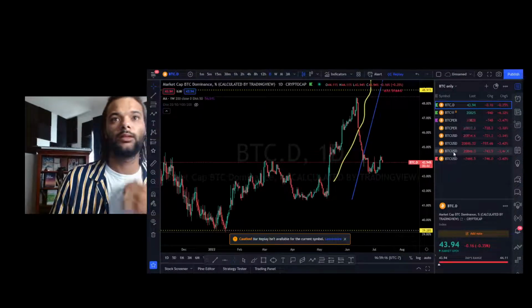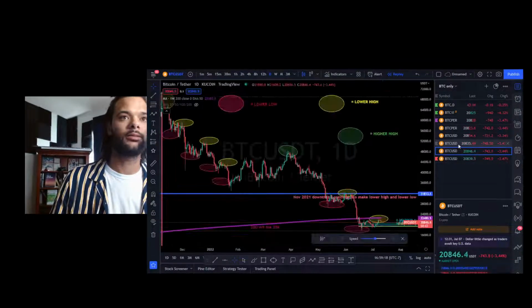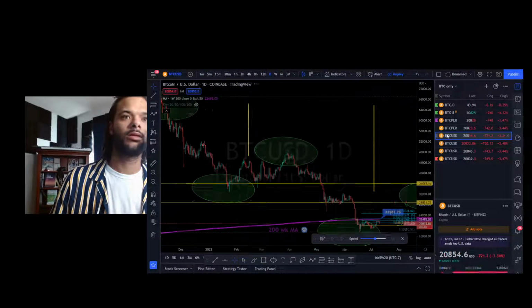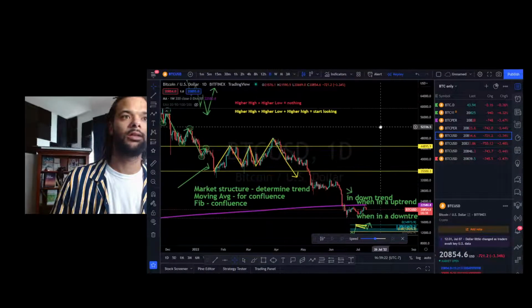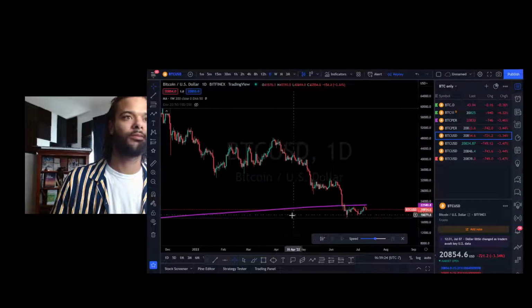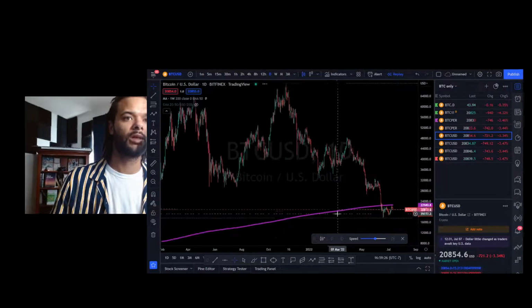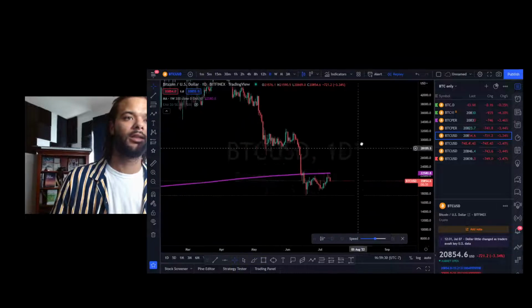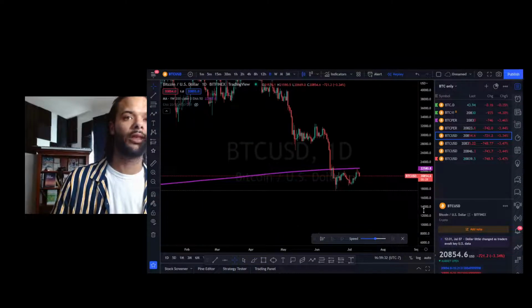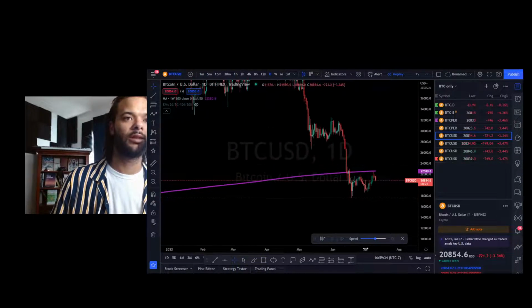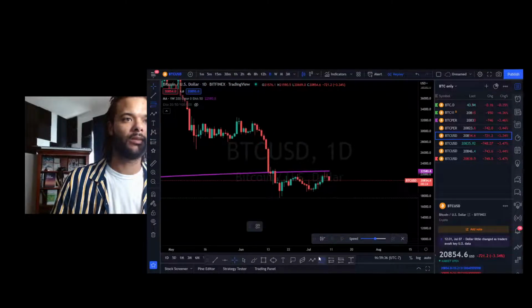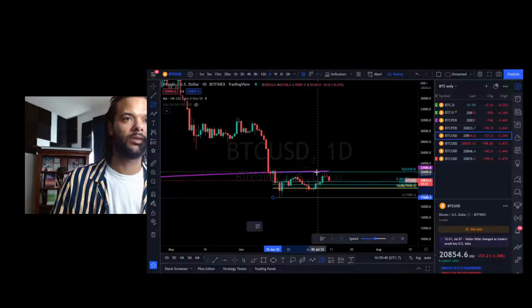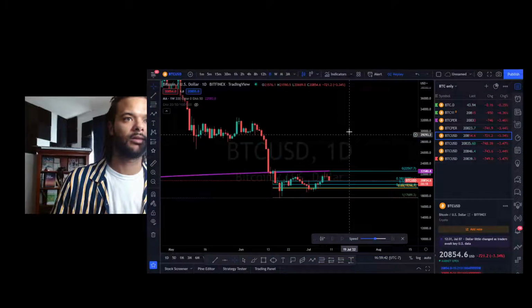Come on. So when you're on Bitcoin like this, a whole lot of teaching going on here. This purple line is a 200-week moving average, right? Now, really quick, we're just going to throw a fib on from that swing low to that swing high right there.